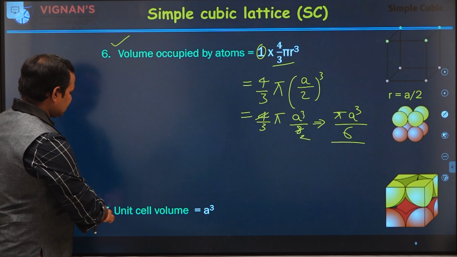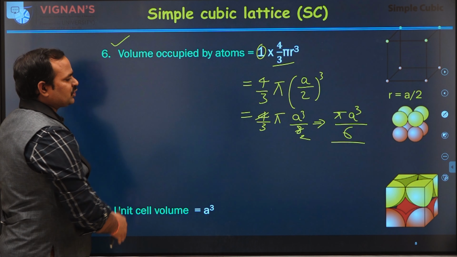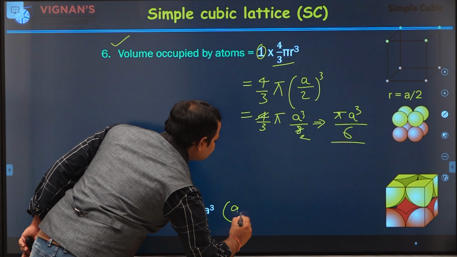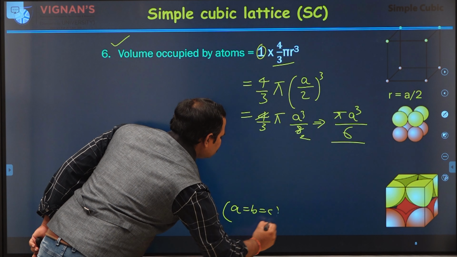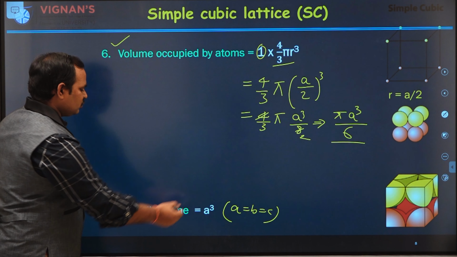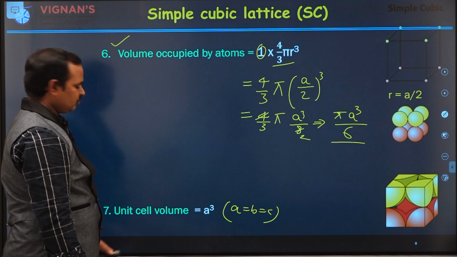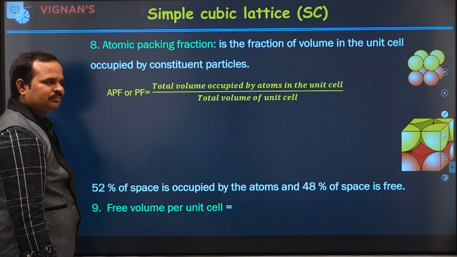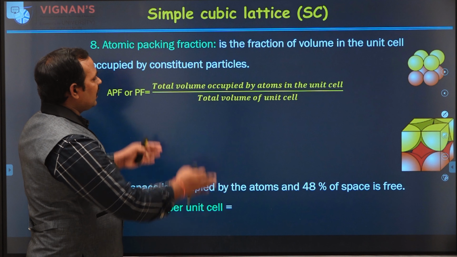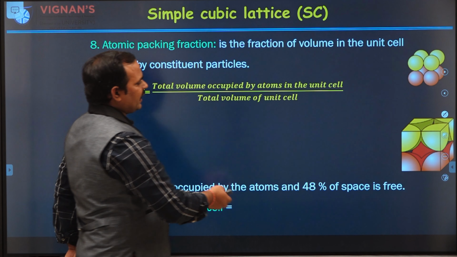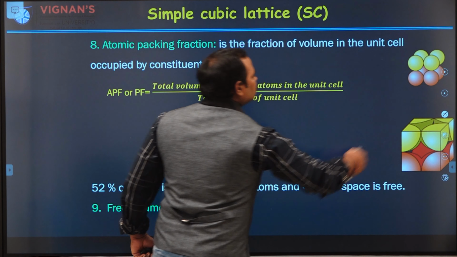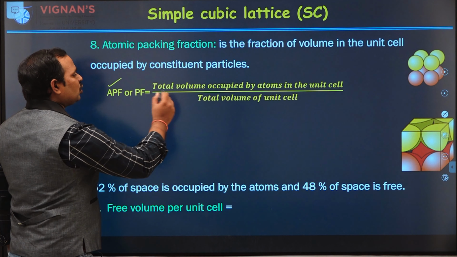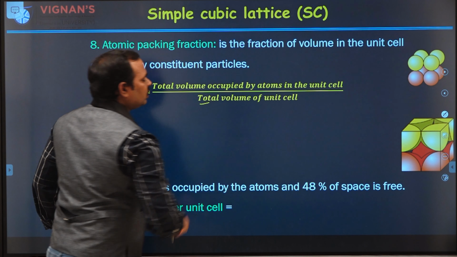The next one is unit cell volume. This is a fixed one because this is a cubic, so since the lattice parameters a is equal to b is equal to c, we can write the unit cell volume as a cube. Next one is atomic packing factor. That means the ratio between the total volume occupied by the atoms in the unit cell to the total volume of the unit cell.